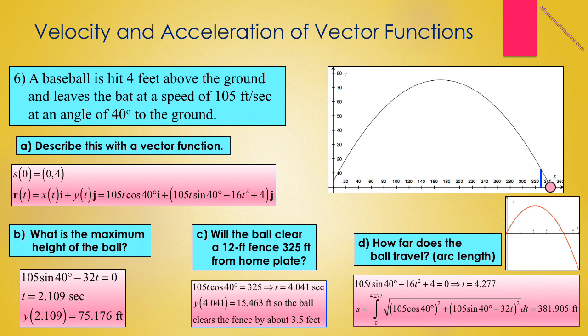equal to 4.277 seconds. So therefore, s is equal to the integral from 0 to 4.277 of the square root of x prime of t squared, which is 105 cosine 40 degrees squared, plus y prime of t squared, which is the quantity 105 sine 40 degrees minus 32t squared, dt, which is 381.905 feet.